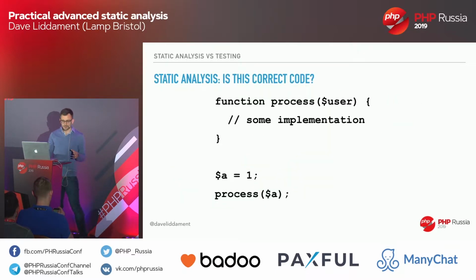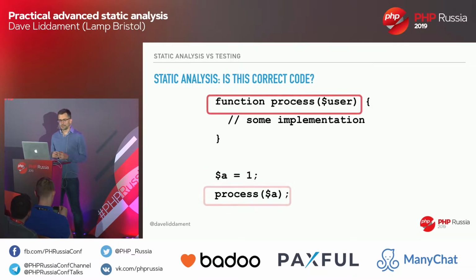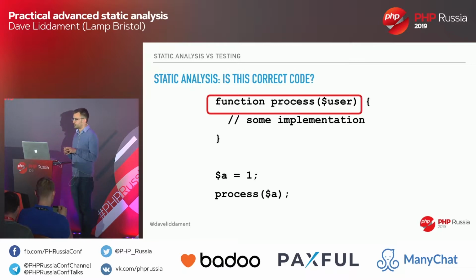So we can do some static analysis now. We can ask ourselves, is this code correct? So let's have a look. We can see we're assigning the integer value 1 to the variable a. We're then calling process, passing that integer value 1. And we can see the process takes some parameter, but we don't know what. So looking at this code, as far as we can tell, this code will work.